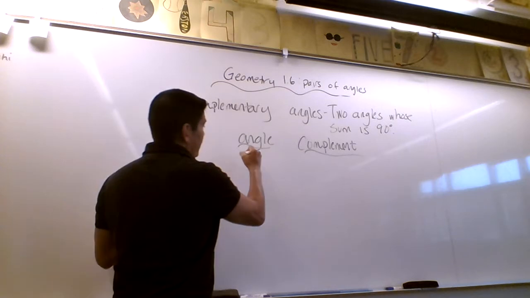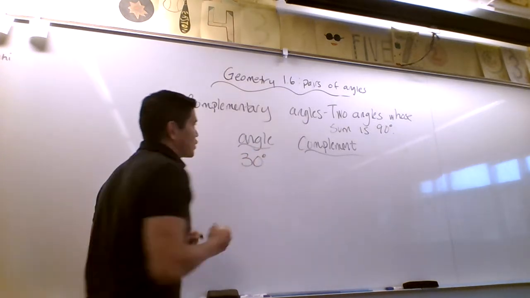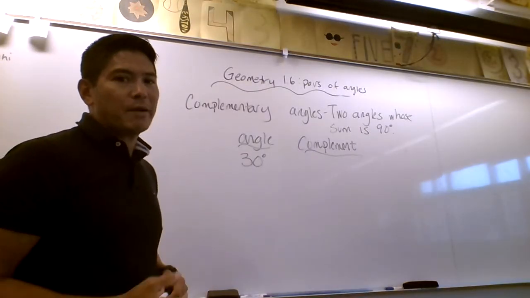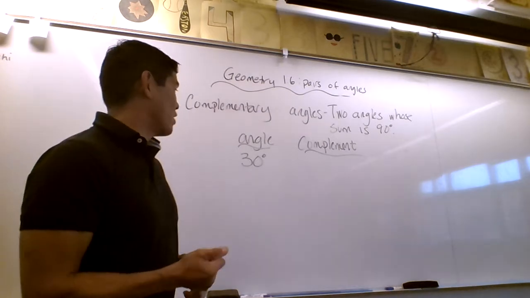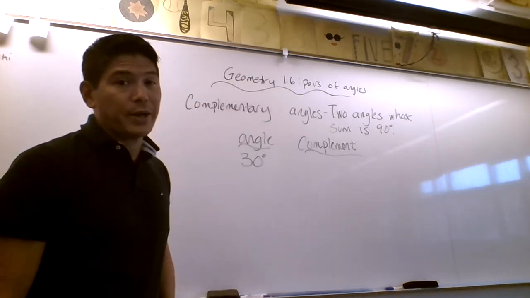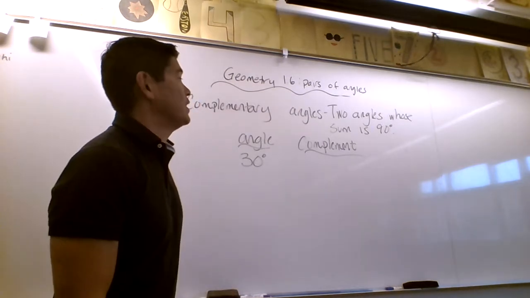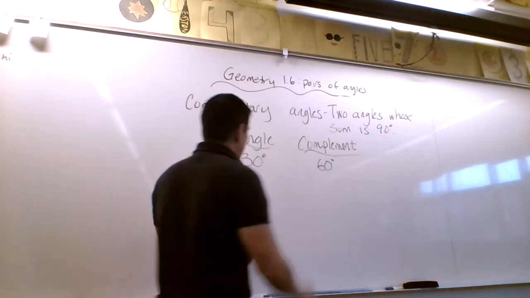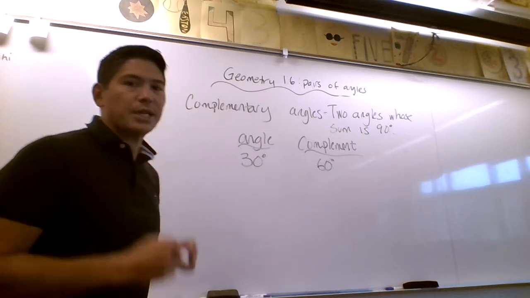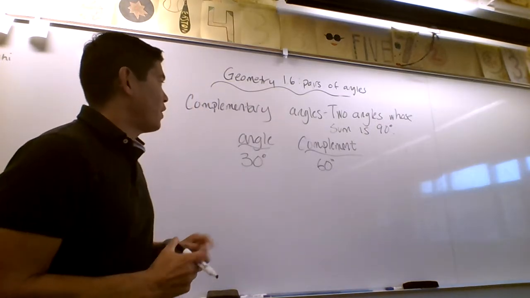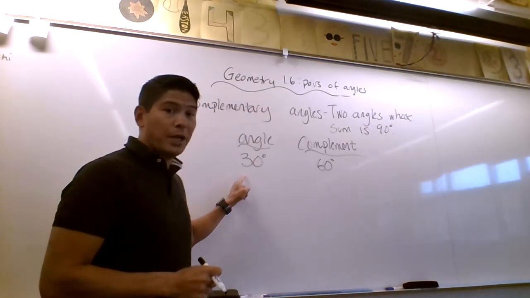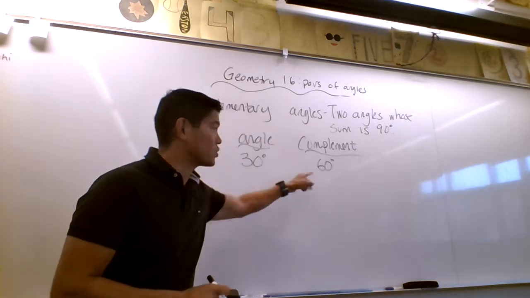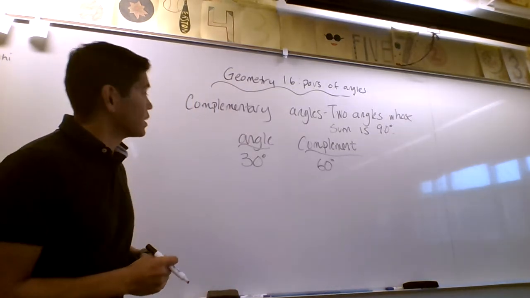For example, if I'm given one angle that's 30 degrees, the complement of that angle is the angle that adds up with the 30-degree angle to equal 90 degrees. So the complement of 30 degrees is 60 degrees. 30 degrees plus 60 degrees is 90 degrees. 60 is the complement of 30, therefore 30 is also the complement of 60 degrees.